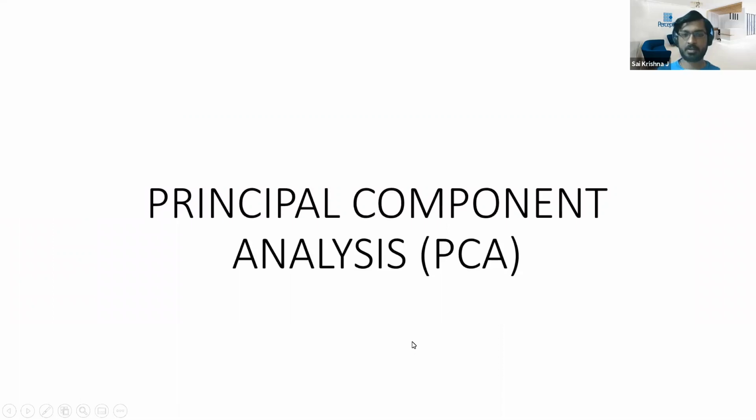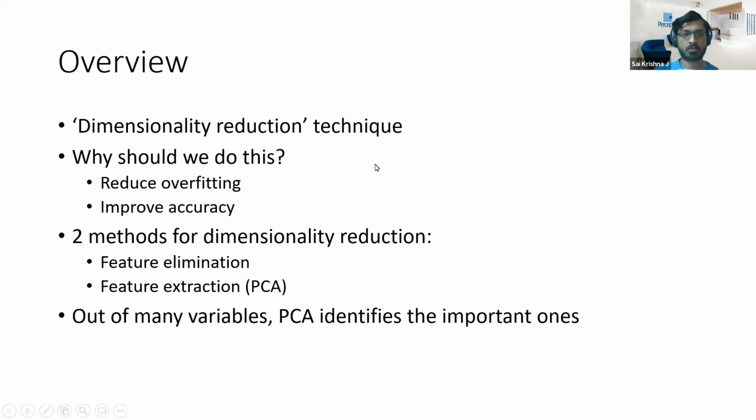So today I'll talk about this technique called Principal Component Analysis, or PCA for short. I'm sure most of you would have heard about this technique, but nevertheless, let me take you through the technicalities of this method.